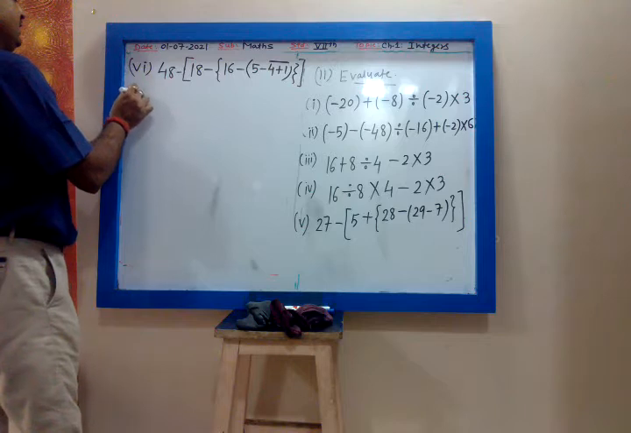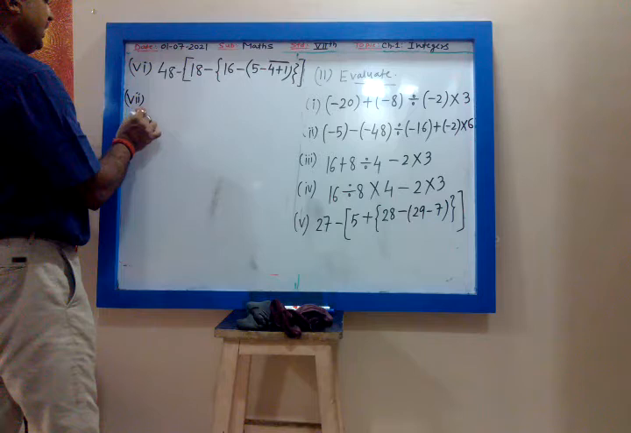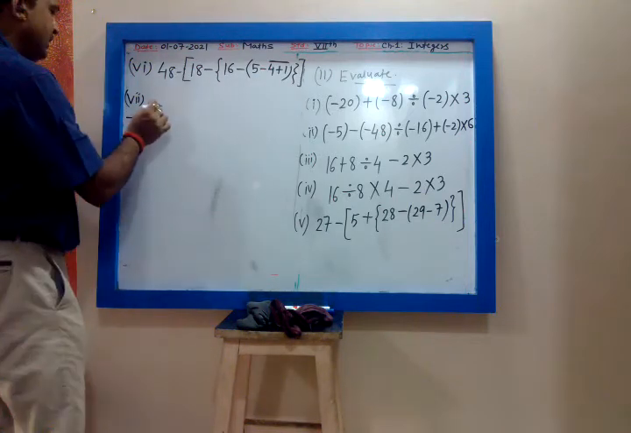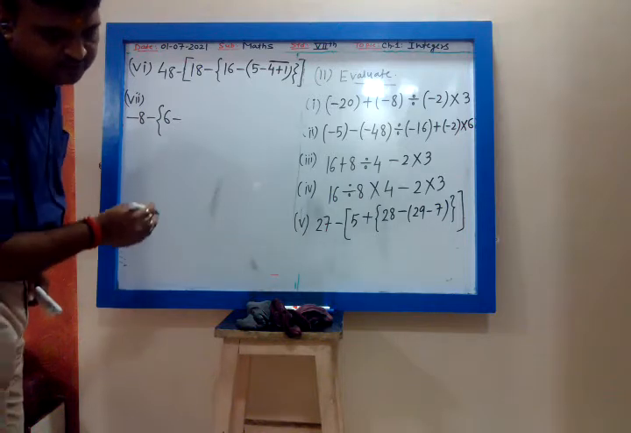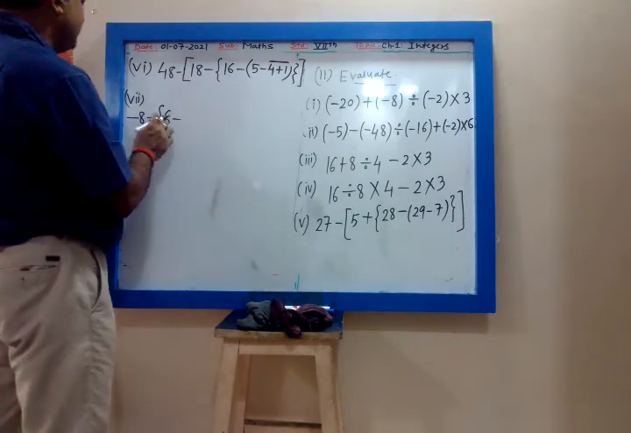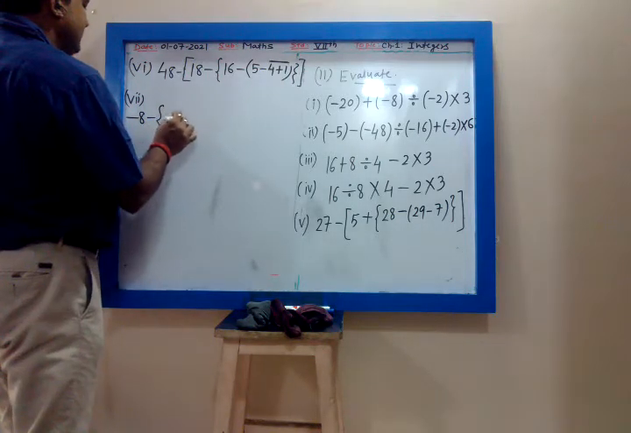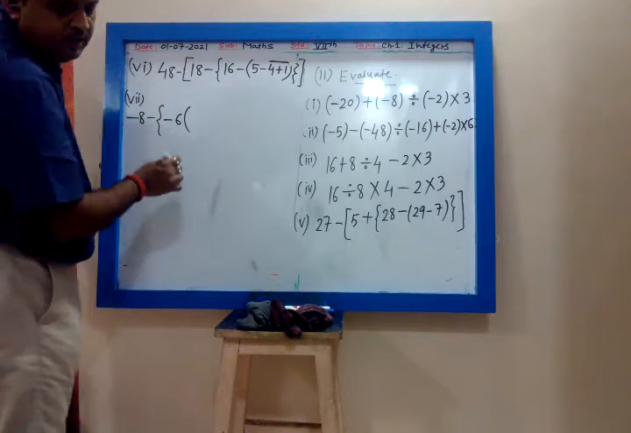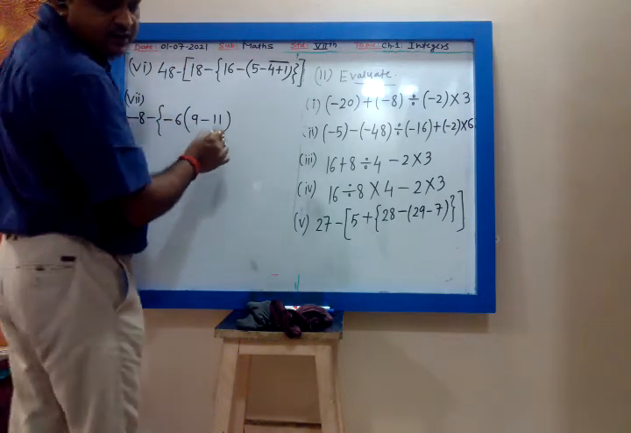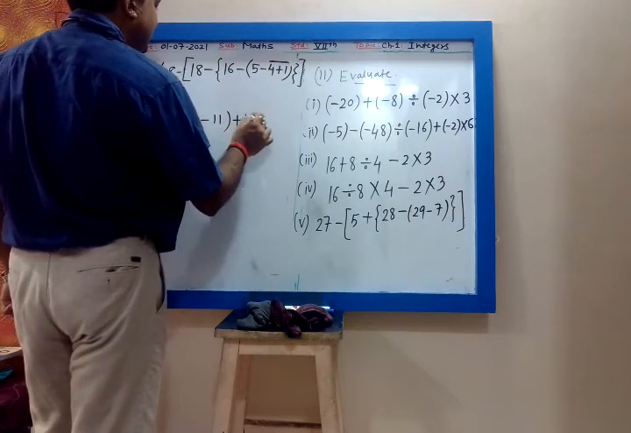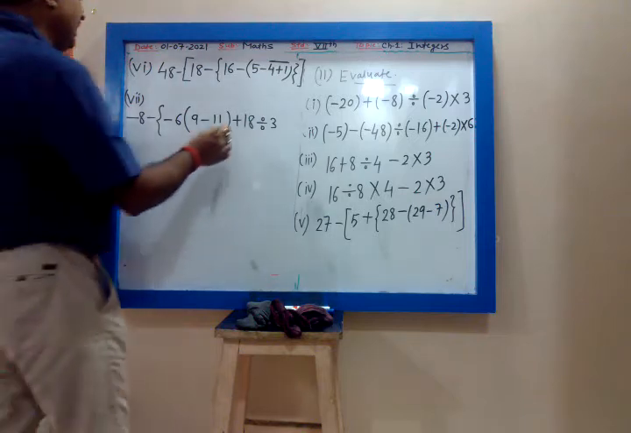Seventh: minus 8 minus {6 minus (minus 6), then (9 minus 11) plus 18 divided by 3}, then the curly bracket gets closed.